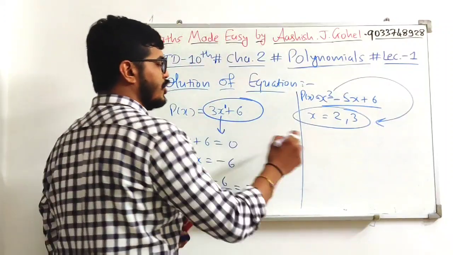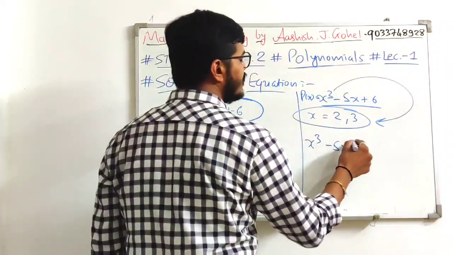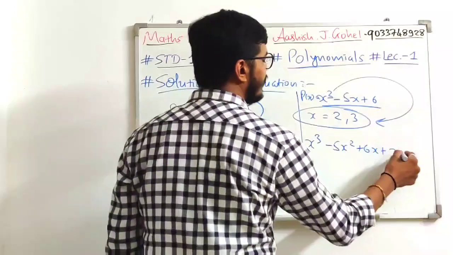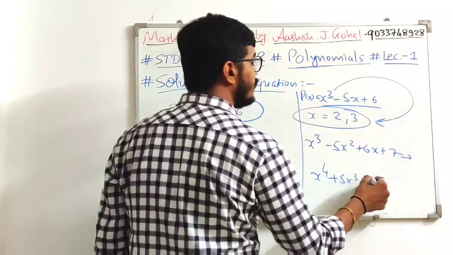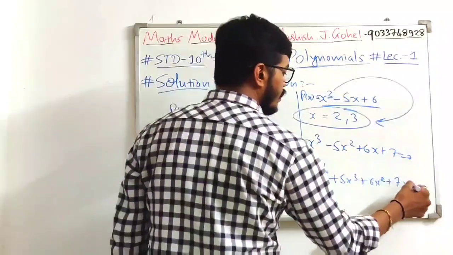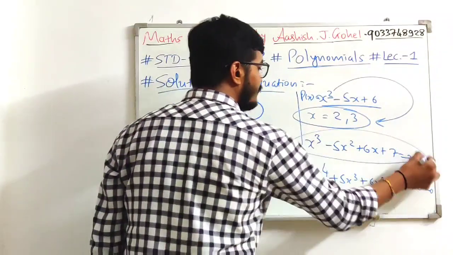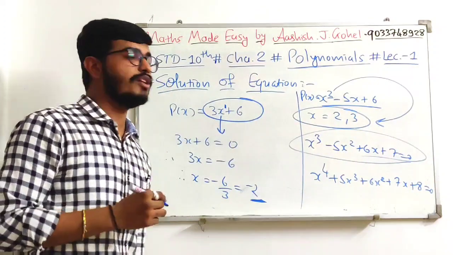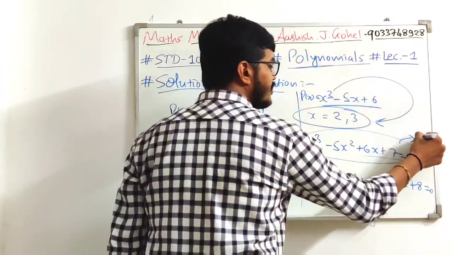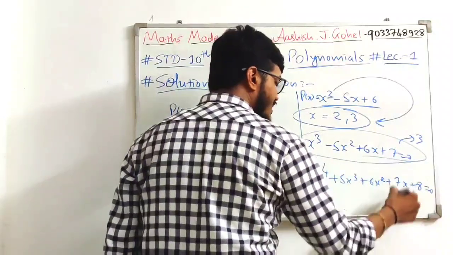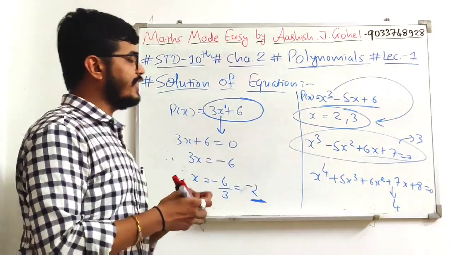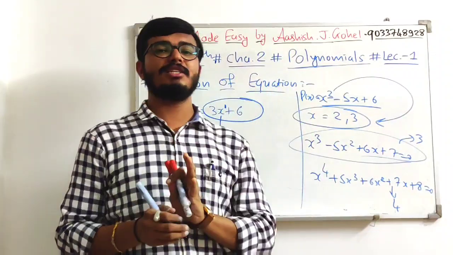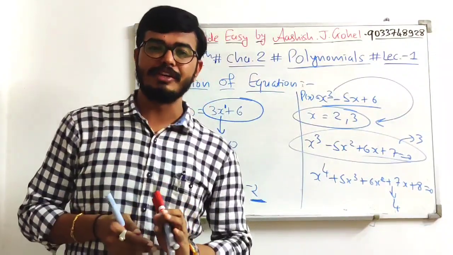So if I write down any cubic equation, x cube minus 5x square plus 6x plus 7, or any other equation having maximum power as 4, the maximum number of roots for the first equation will be 3 and the maximum number of roots for the second equation will be 4. So the degree will decide how many maximum solutions are possible.